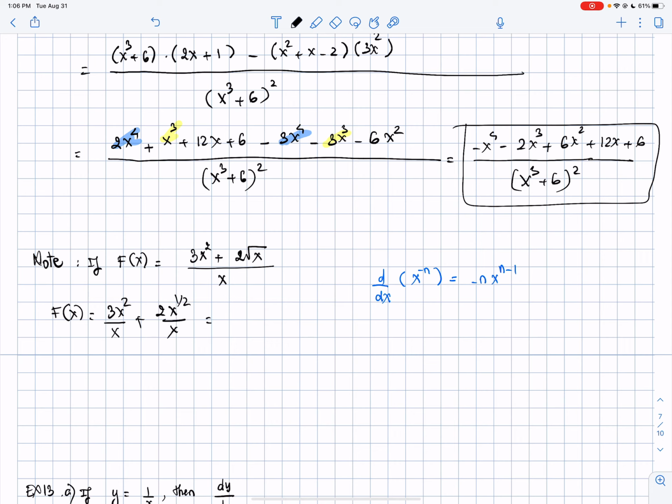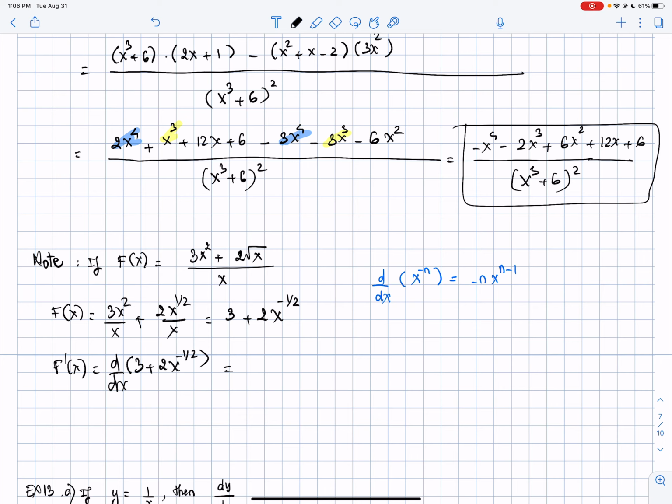Okay, then we simplify, so we got 3 plus 2. We will do subtraction, right? So 1/2 minus 1 is negative 1/2. Then we take the derivative, term by term. The derivative of the constant 3 is 0.